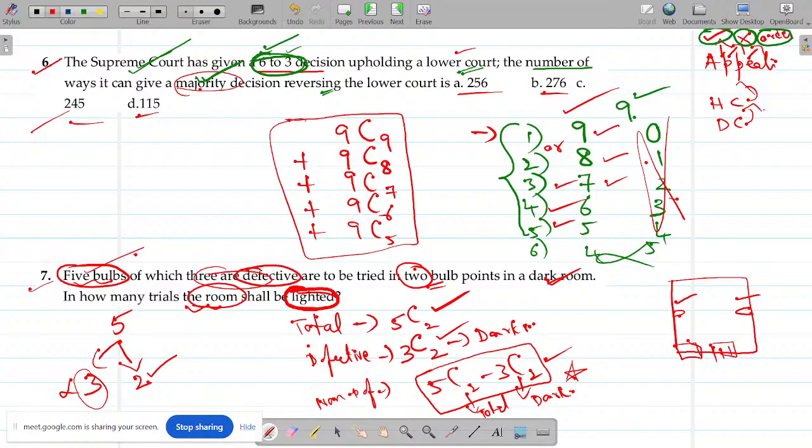Yes, sir. So that's all on permutation and combination. You can make a note of it. In the next class, we'll go over a different topic. Okay. Thank you.